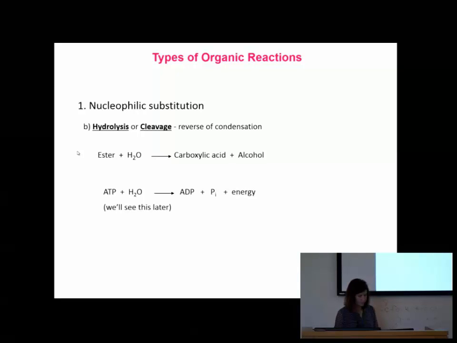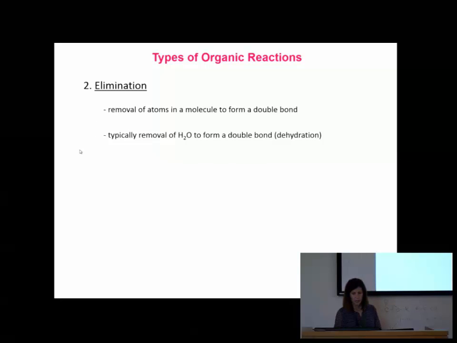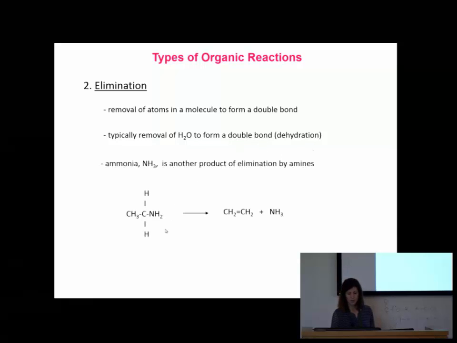Elimination is when we're removing atoms to form a double bond. Those of you that have had organic chemistry in the lab, you've probably done this. You've removed water to form a double bond. It's called dehydration. You can also remove not just water, you can remove ammonia as well. So we're here, we're removing ammonia here, and then that's forming a double bond here.